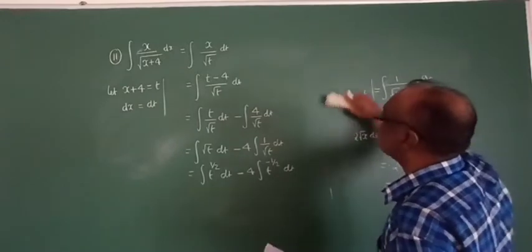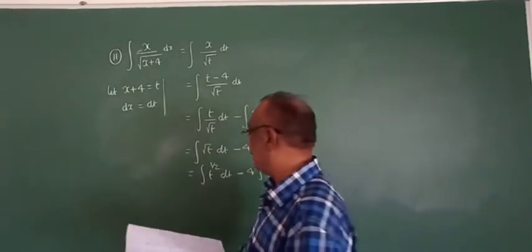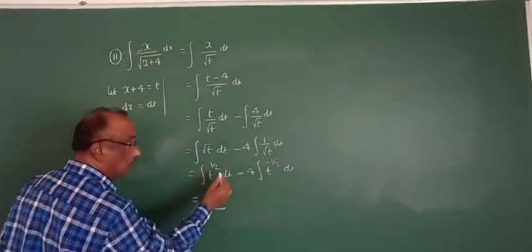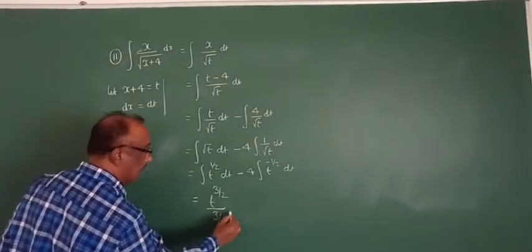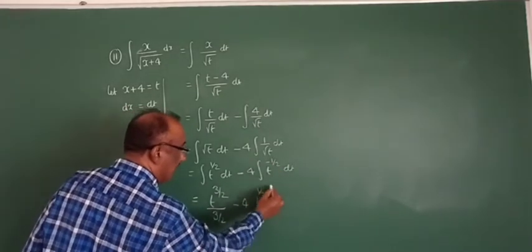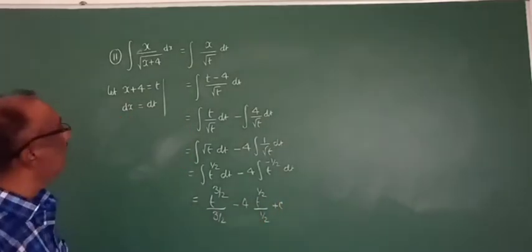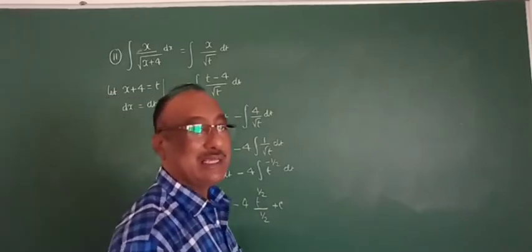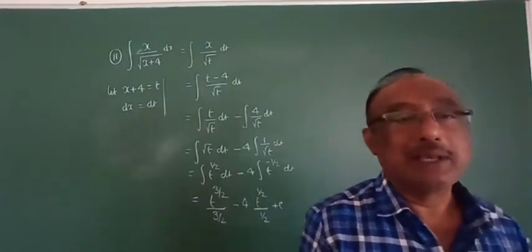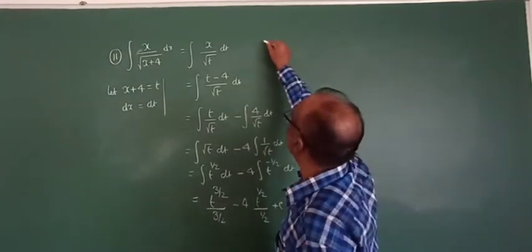Everyone go through the 12th problem. Here completed, t power of 3 by 2, since 1 by 2 plus 1 is 3 by 2, and t power of minus 1 by 2 plus 1 is plus half, plus c. In place of t, write down the value x plus 4. Okay? Right.